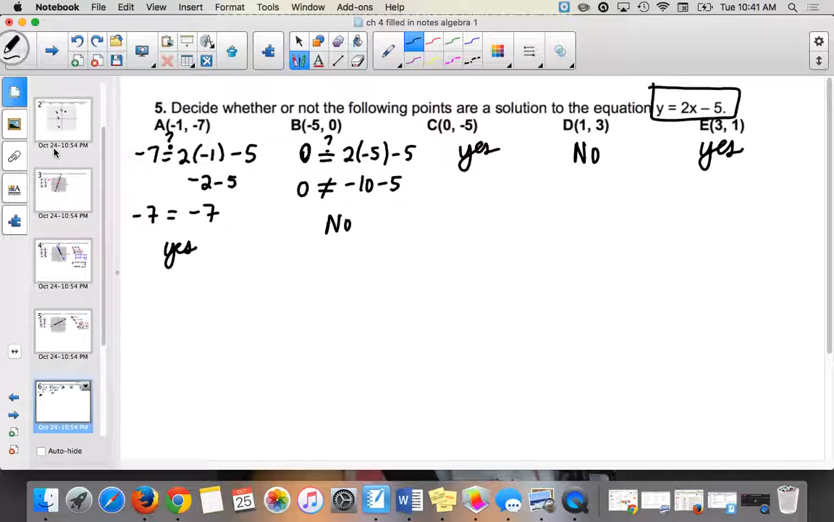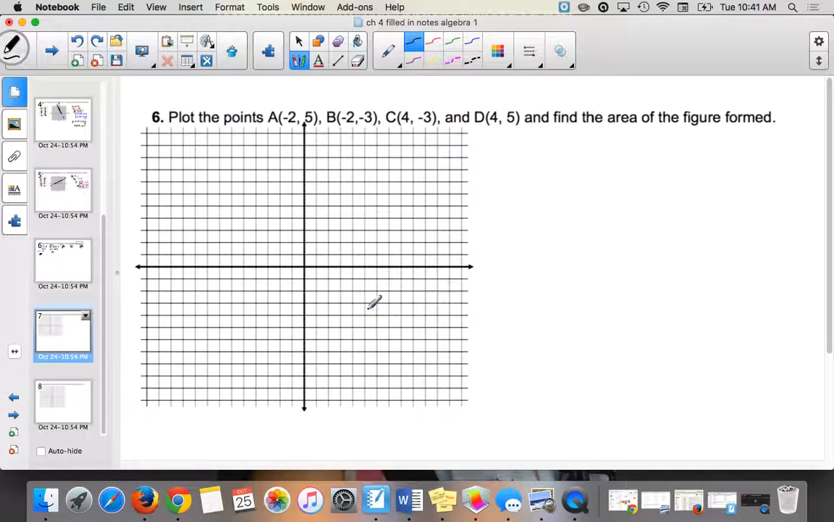Okay, and then the last ones we have are going to involve some area type things. So we're going to plot all these points. It says plot the points and find the area of the figure formed. Whenever we have A, B, C, D, we're going to graph in alphabetical order, connecting the points A to B, B to C. Okay, so I have negative 2, 5.